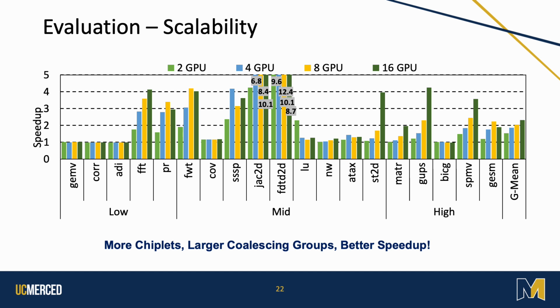In this figure, we present the performance benefit under different numbers of GPU chiplets. Overall, when there are more GPU chips integrated in the system, Barre Chord is able to construct a larger coalescing group, and the performance benefit becomes even larger.